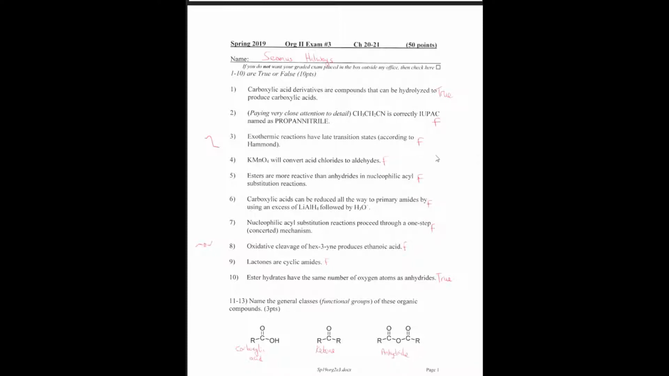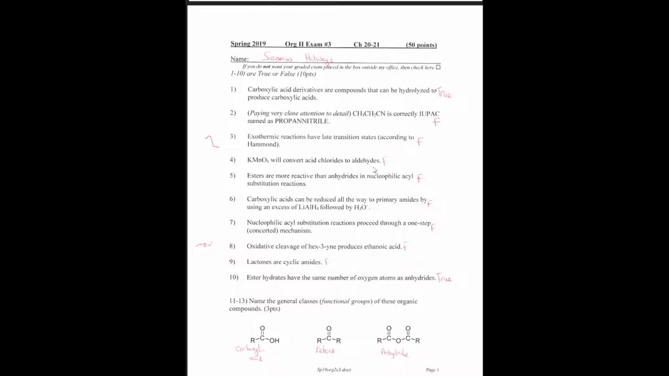Question 3 talks about early or late transition states. This is important because in chapter 21 for nucleophilic acyl substitution we have bad leaving groups being expelled. And in chapter 1 it tells you that bad leaving groups can be expelled if they are expelled in an exothermic step. So that relates to Hammond's postulate.